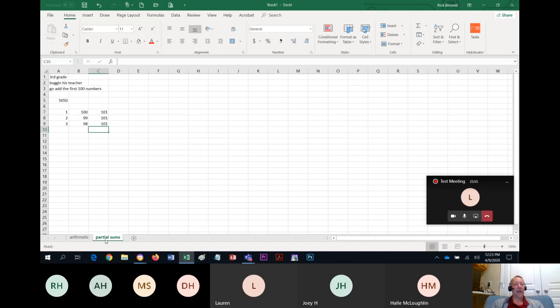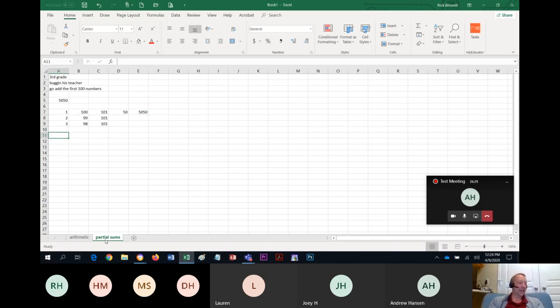The question is, how many pairs are you going to have for the first 100 numbers? You're going to have 50. And 50 times 101 is 5,050. Okay? Pretty impressive for a third grader to figure that out, don't you think? So, I certainly was not that smart when I was in the third grade, but it leads into a couple of formulas that we can do.